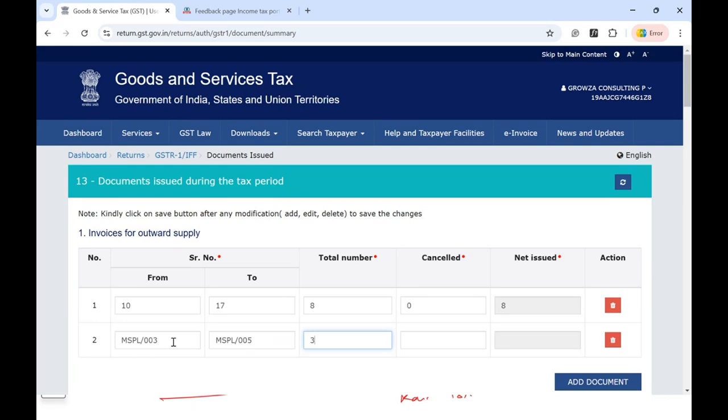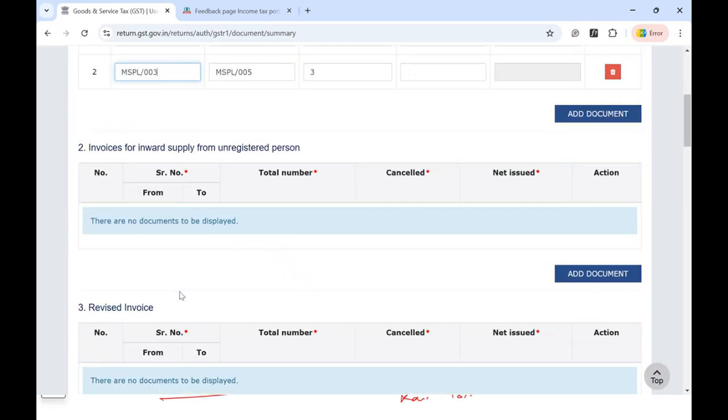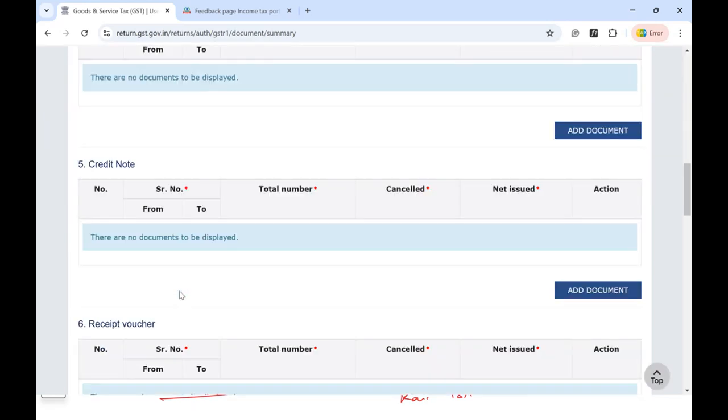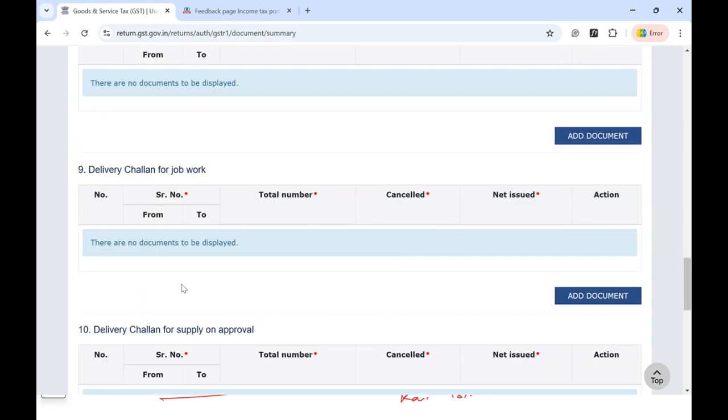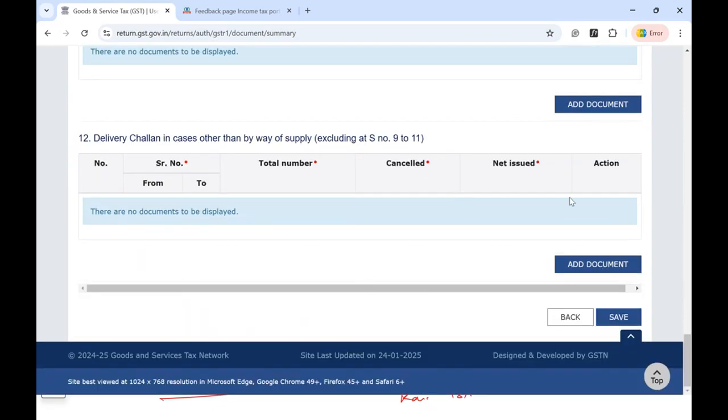It is not like that. In the MSPL series, I cannot use it directly; that series should also start from 1, 2, 3, 4, 5. All of a sudden, I cannot start a new series MSPL with invoice number 10. It is not possible. If I am using multiple series, they should be in consecutive numbers. That is allowed. Similarly, we are required to provide the number series for debit note, credit note and receipt voucher. After that, we will click on save. I am not going to save this one.